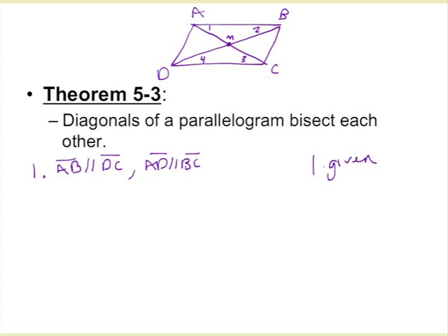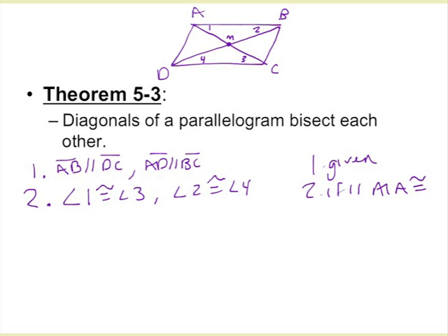Because we have parallels, what can we say? AIA are congruent. So what would be a pair of those? 1 and 3. 4 and 2. If parallel, AIA congruent. I'll mark those in our picture then: 1 and 3, 2 and 4.